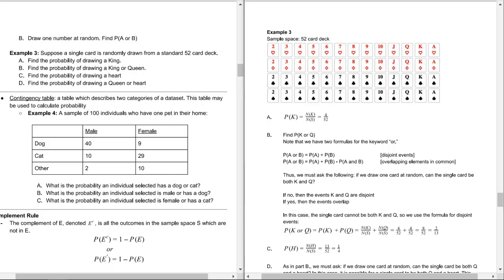So before we get started with example 3, I do want to give a quick comment on this type of example, the 52 card deck, right?